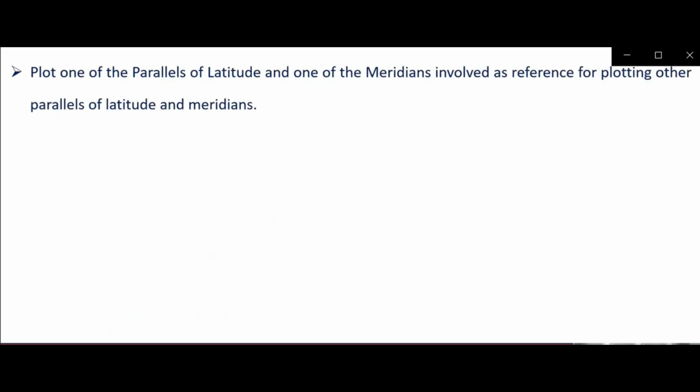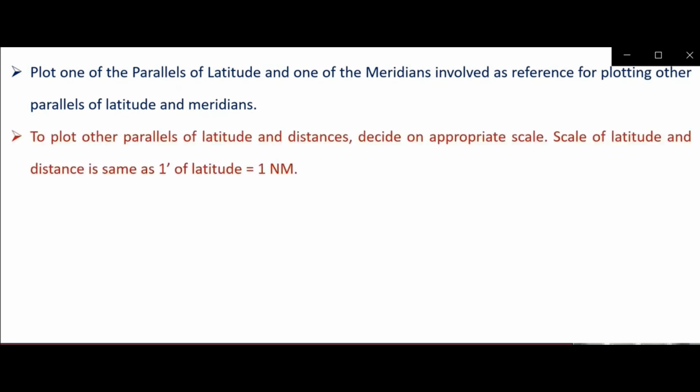Now, to be able to mark parallels of latitude, meridians, and positions and distances, we first draw one of the parallels of latitude and one of the meridians that we know in the question. These ones drawn first act as reference for marking the remaining parallels of latitude and remaining meridians. Plot other parallels of latitude and distances on the plot.